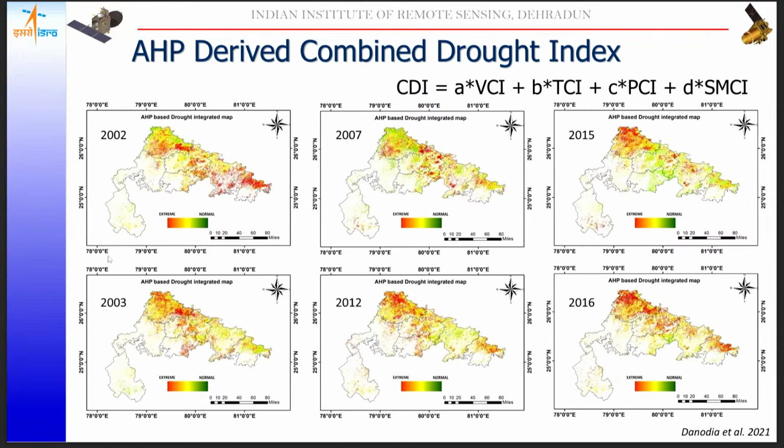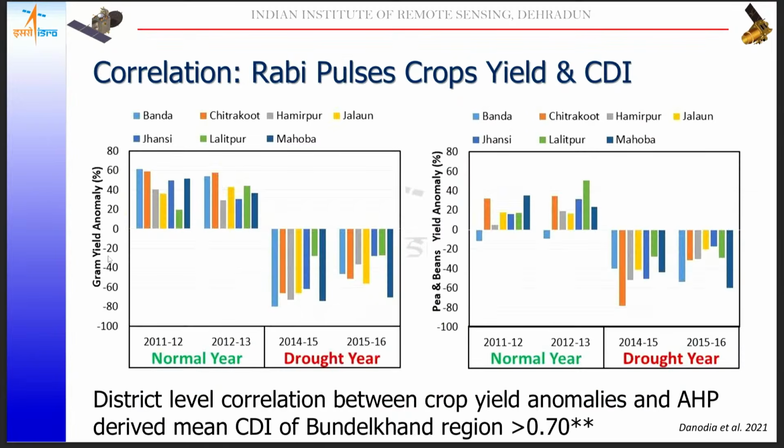So these are all the AHP-derived combined drought index maps of that particular area, which was the integration of the VCI, TCI, PCI and SMCI indices. We also assessed the gram, or pea and beans, yield anomaly with respect to a normal year and a drought year. As you can see in this slide, in the normal year, the gram yield anomaly and the pea and beans yield anomaly for almost all the districts have a positive value, while in the drought year, the crop yield anomaly was a negative value.